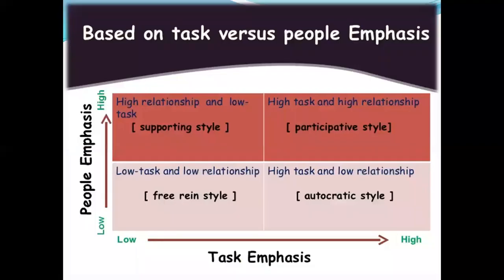Now, based on task versus people emphasis, there are four types in this case: supporting style, participative style, free rein style, and autocratic style. In the supporting style, there are high relationships and low tasks. In the participative style, there are high tasks and high relationships. In the free rein style, low tasks and low relationships. And in the autocratic style, high tasks and low relationships.